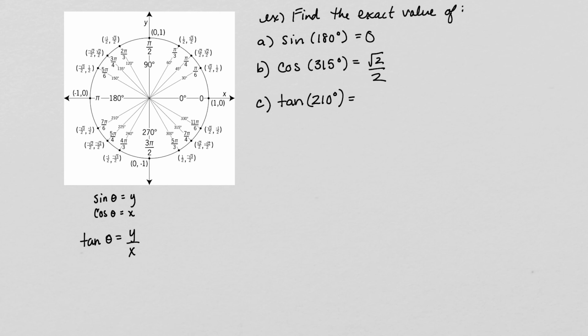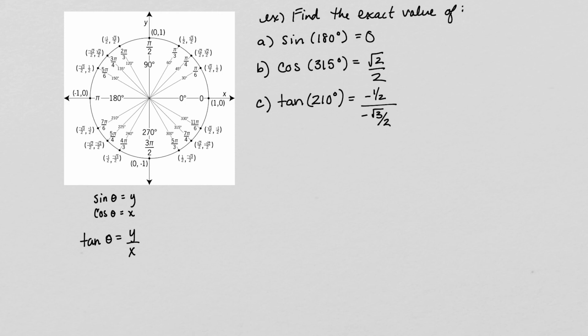So if we're looking for the tangent of 210 degrees, we're going to look at the y value and the x value at 210 degrees. If I go here to 210 degrees, the x value is minus root 3 over 2. The y value is minus 1/2. So I want y over x. So it's going to be minus 1/2 divided by minus root 3 over 2.